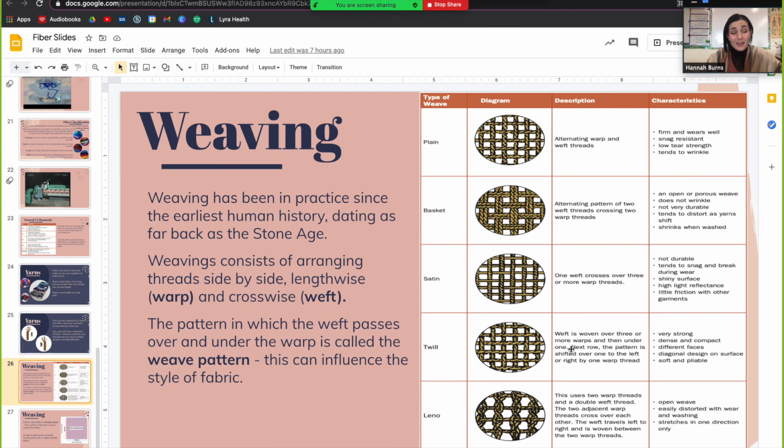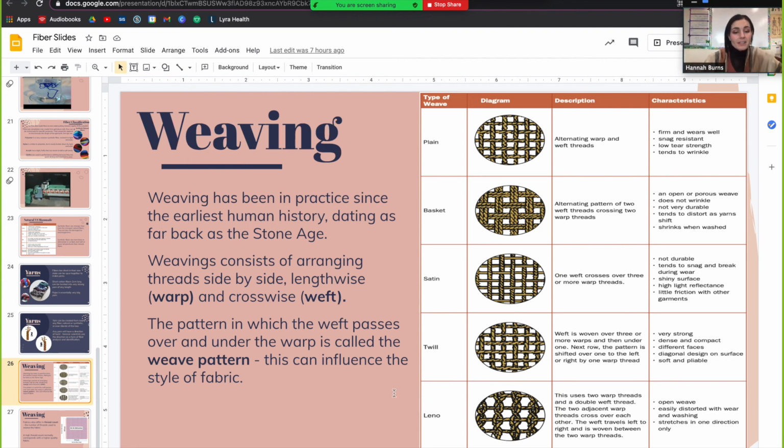I don't have a very good mind when it comes to visualizing all of this information, but in terms of characteristics, the twill is very strong, it's dense and compact, it has different faces in terms of the top and the bottom, they look different. There is a diagonal design on the surface due to the shifting over, and it's really soft and pliable.